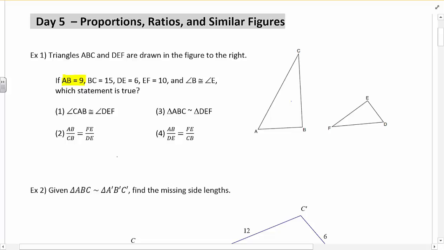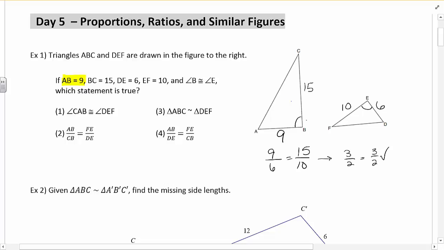So what we're going to look at here is, well, let's figure this out. So AB equals 9, fine. BC is 15, DE is 6, EF is 10, and B equals E. Well, this looks like an SAS situation. I wonder if that's SAS similarity. Well, if it's SAS similarity, then 9 over 6 should equal 15 over 10, and those both reduce down to 3 halves.